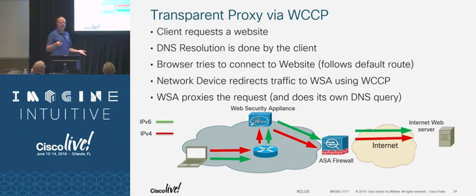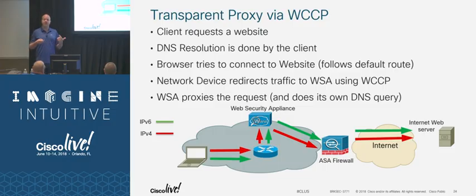So now we take a look at what this looks like with transparent. Here, the change is that the DNS resolution is done by the client, because the client has no clue that there is a proxy there. So the browser does the lookup for where it wants to go and tries to connect to the website, just following its normal network path out. Whatever the device is that we're grabbing that traffic with, whether it's a router or a switch or sometimes even a load balancer, transparently grabbing the traffic, it'll redirect to the WSA.